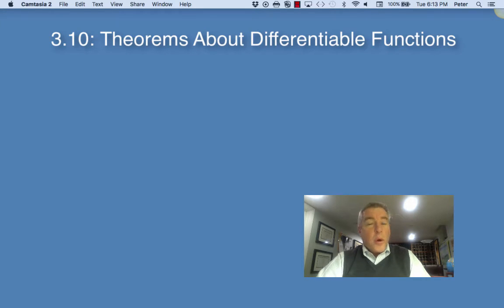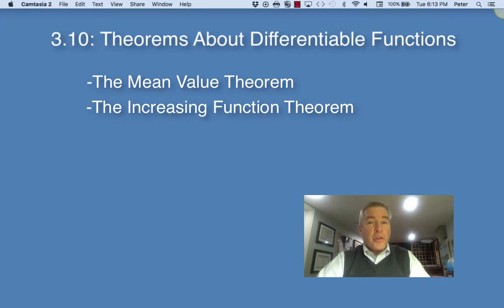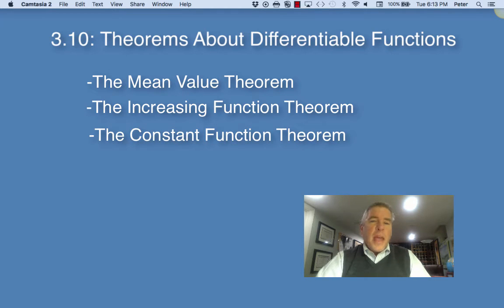One will be an important one called the mean value theorem. The second one will be the increasing function theorem. The third will be the constant function theorem. And the fourth is something we call the racetrack principle.